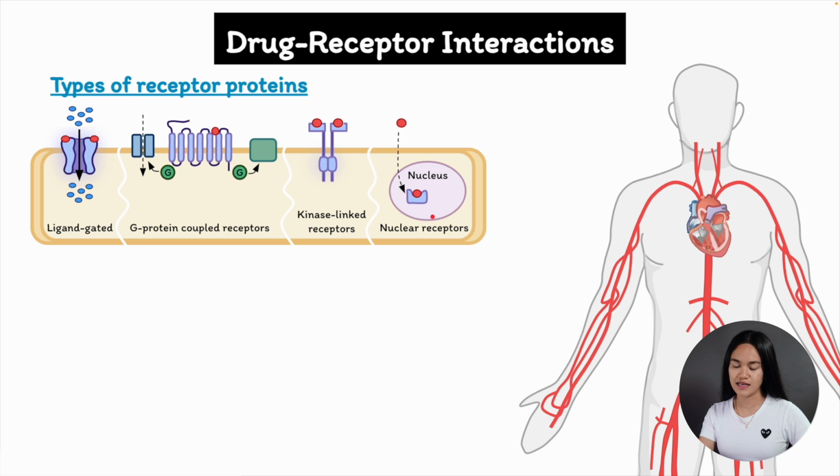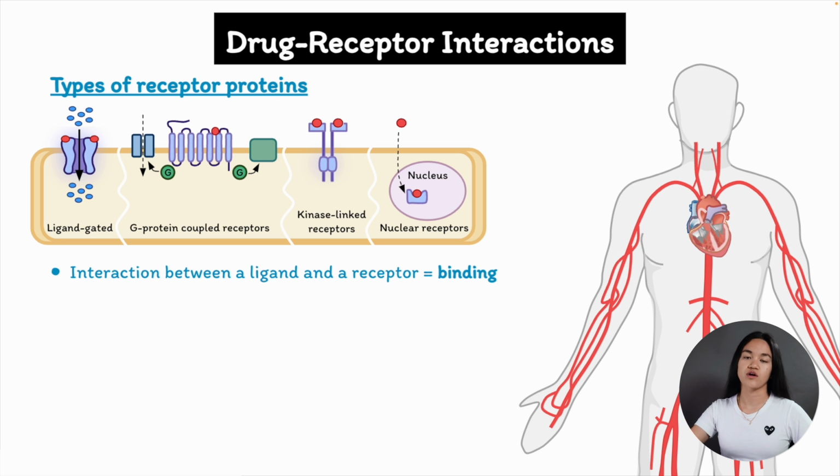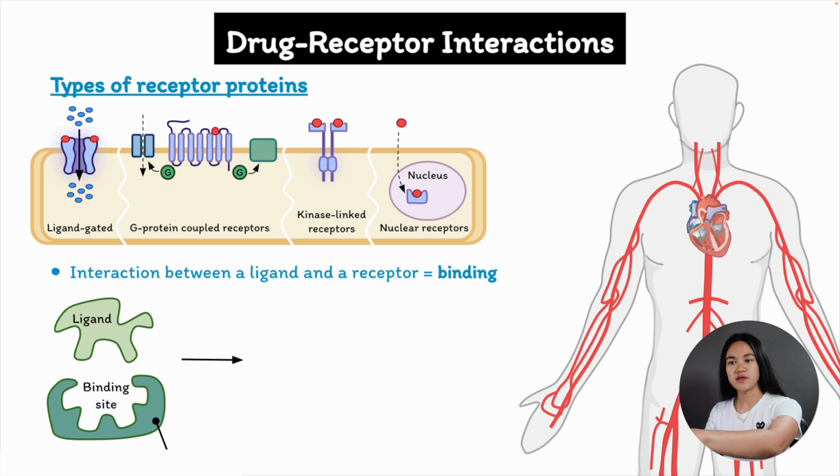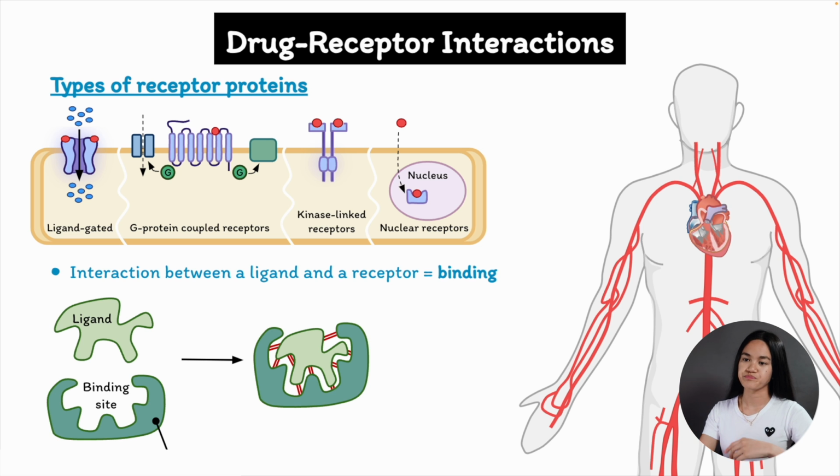Think of receptors as tiny locks on the surface of cells or within cells. When a ligand, such as a medication or a naturally occurring substance, such as a neurotransmitter or a hormone, comes into contact with the receptor, it fits into the receptor's lock like a key. This interaction between the ligand and the receptor is called binding.